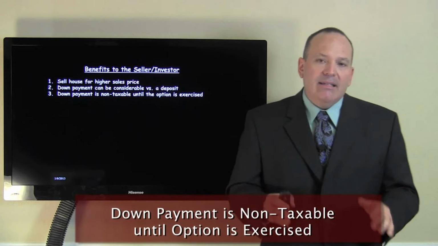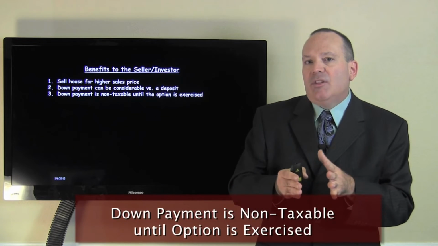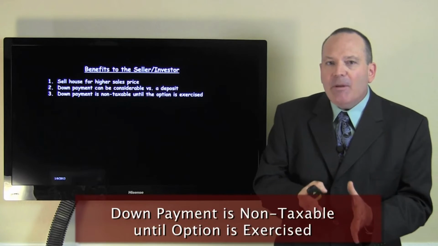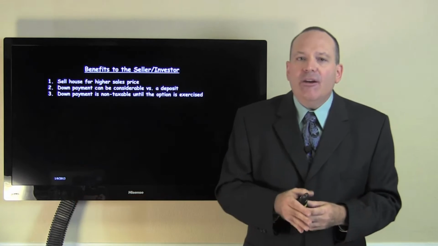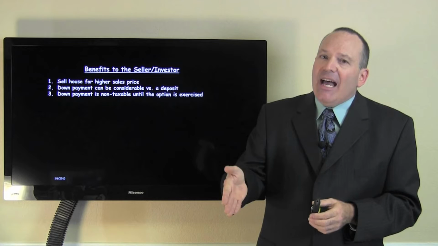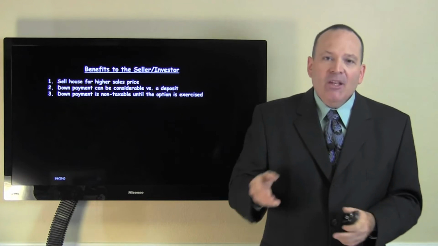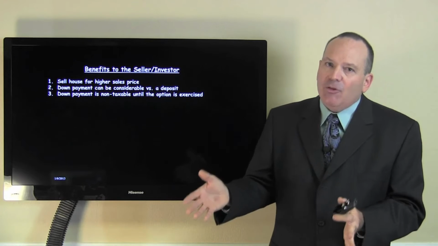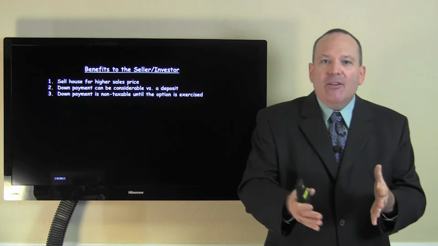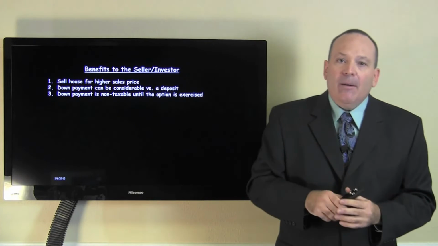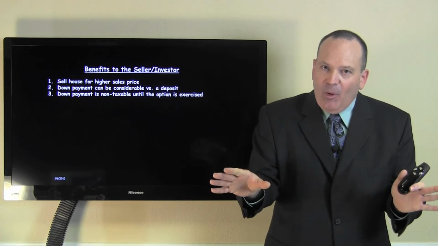Down payment is non-taxable or tax deferred. That's a better word for it. It's tax deferred. That down payment money is tax deferred until the year in which the buyer exercises their option or until the year in which the option expires. So that can be very, very valuable to a seller if you understand the tax implications of selling it on a traditional loan buyer.